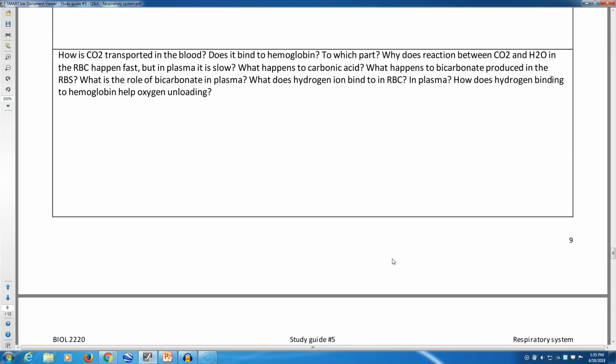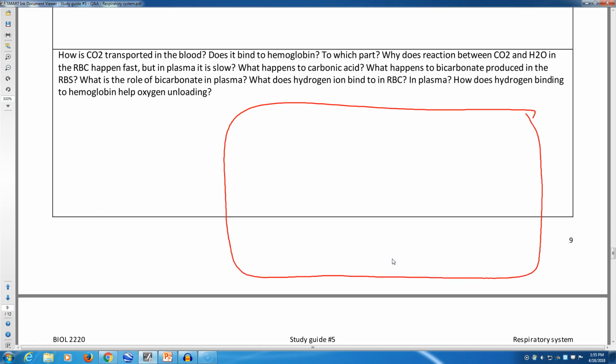Okay, CO2 transported in the blood. You're going to tell me what to draw, and I will draw. What are the options? Let's talk about plasma first. Directly dissolved in plasma. It's boring. We're not going to talk about it. Just remember, there is a plasma component. What else can happen in the plasma with CO2?